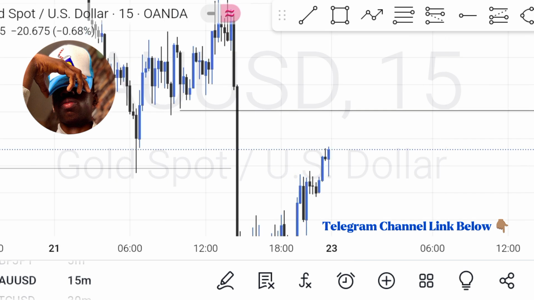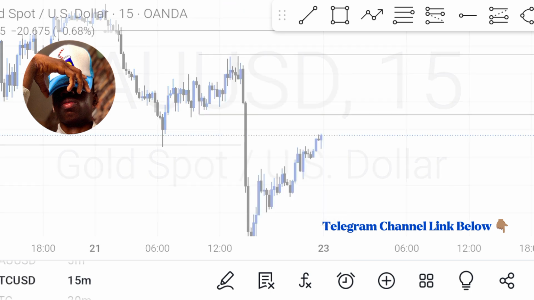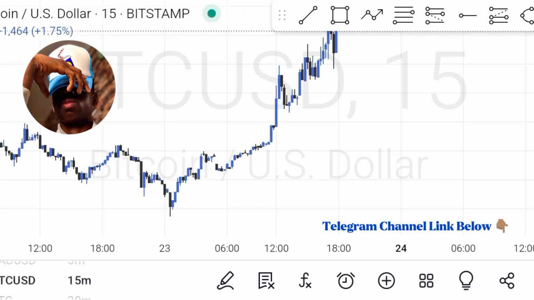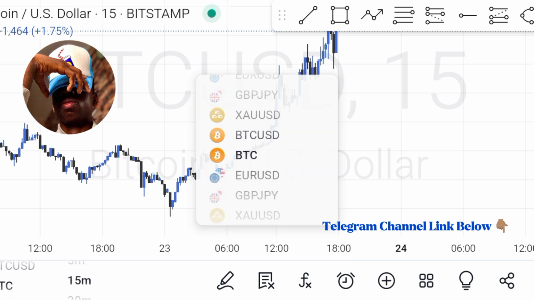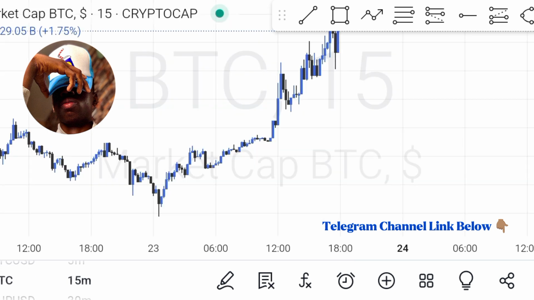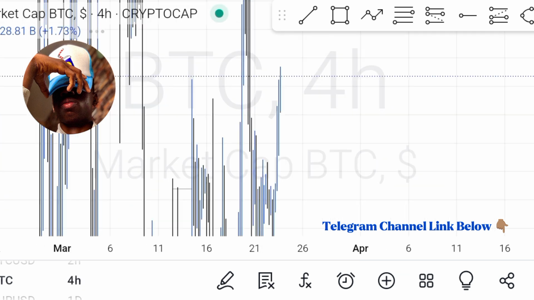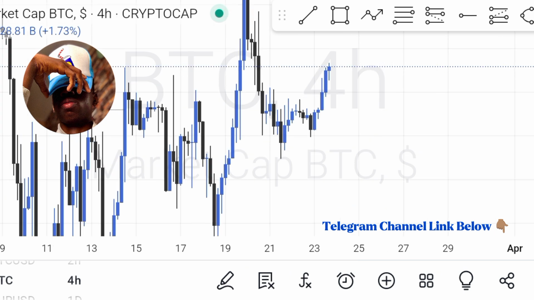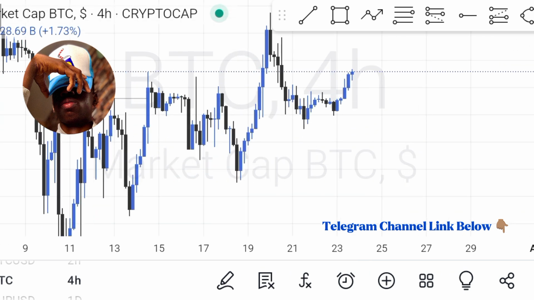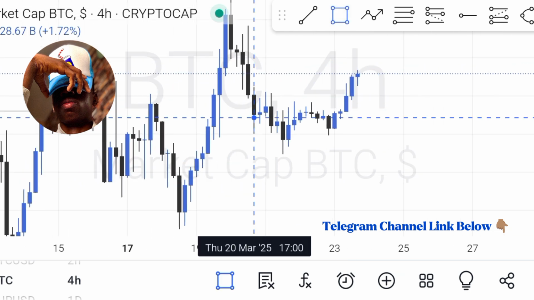BTCUSD. This one, I don't want to analyze it right now, because with or without the analysis, price is already moving. The only way you will get analysis on BTCUSD is if you're already in the community. There I'll be dropping it, and BTCUSD has been following our trend, guys.